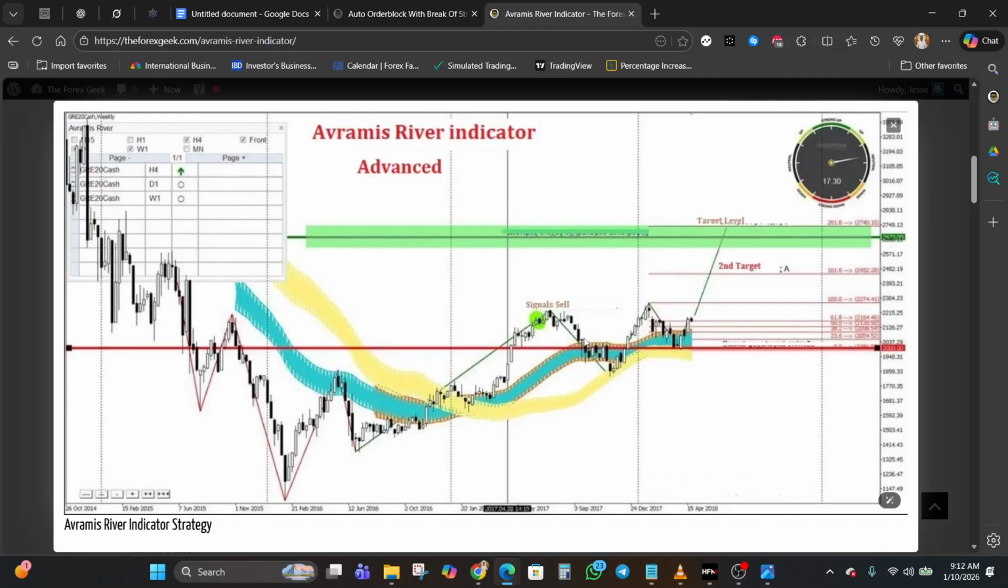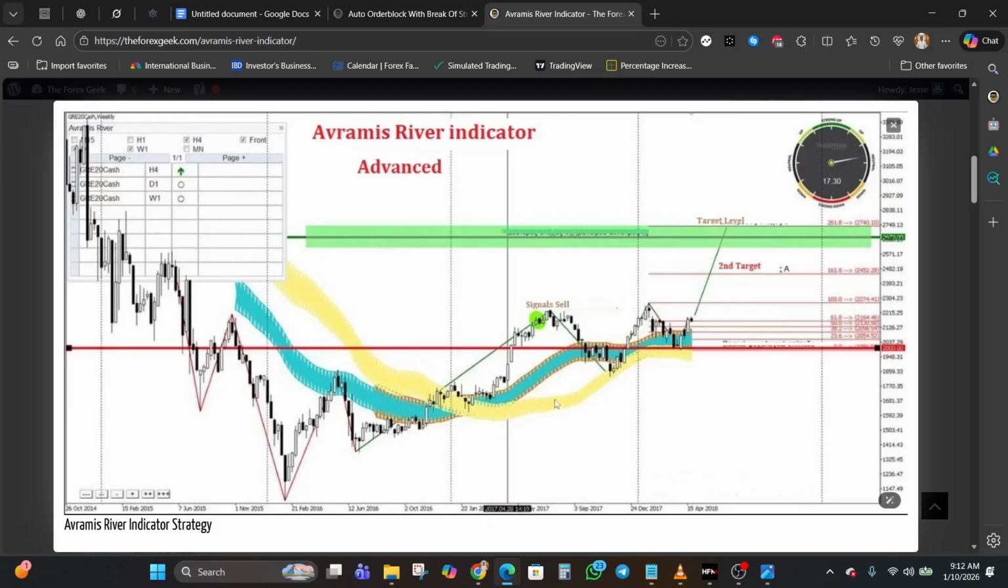As you can see, the Avramis River Indicator presents several pieces of information. You can see this dashboard here that shows you the asset and different time frames. It helps you understand the current trend in that particular time frame. Like you can see here, the H4 is bullish. You tick the boxes for the time frames that you want visible, and that is it for the dashboard.